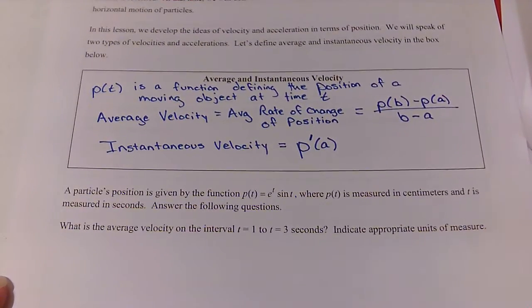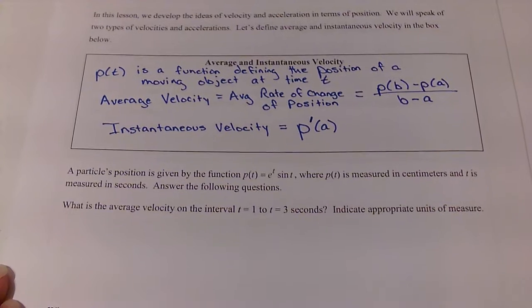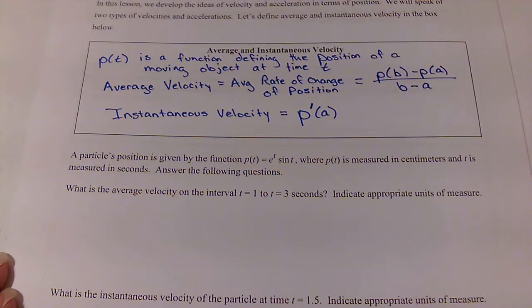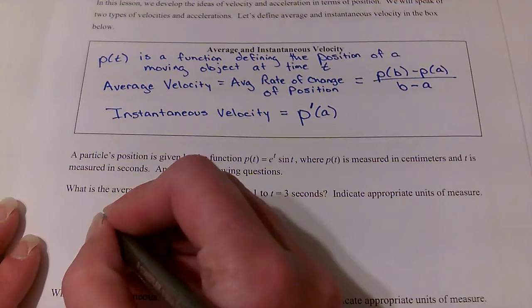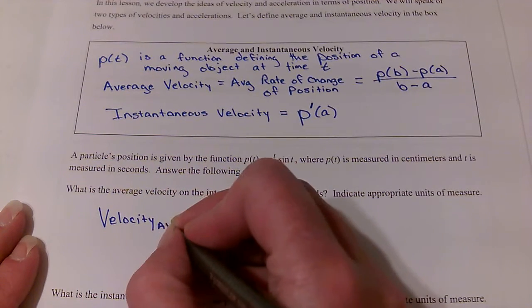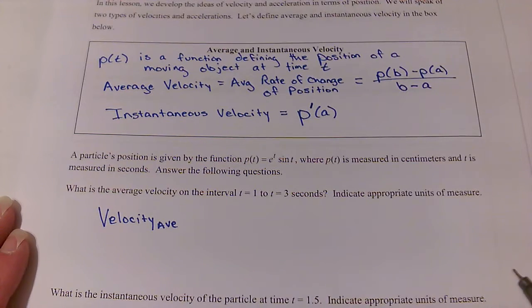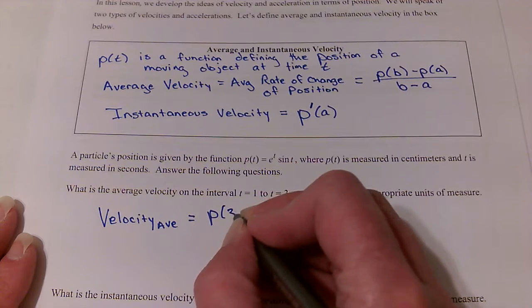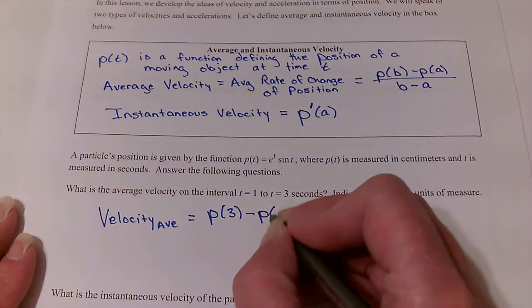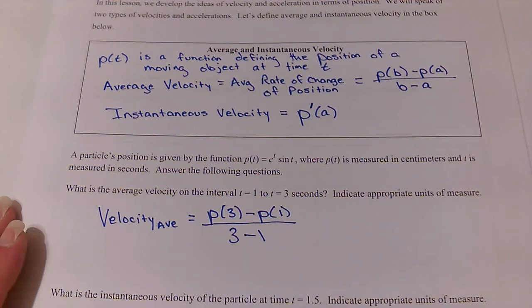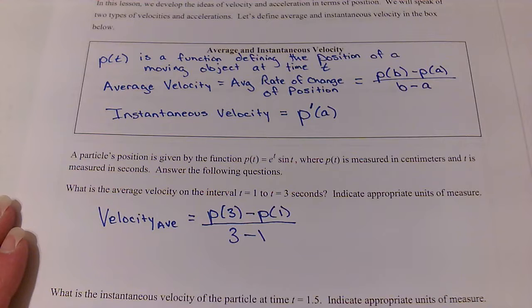So let's take this one. We have a particle's position, P of t equals e to the t sine t. P of t is measured in centimeters and t is in seconds. What is the average velocity on the interval from 1 to 3? So we would want to know the position at 3 minus the position at 1 over the change in time, change in position over the change in time.